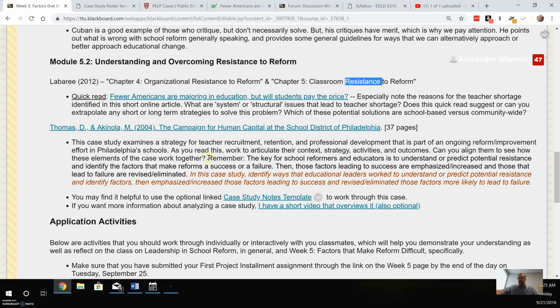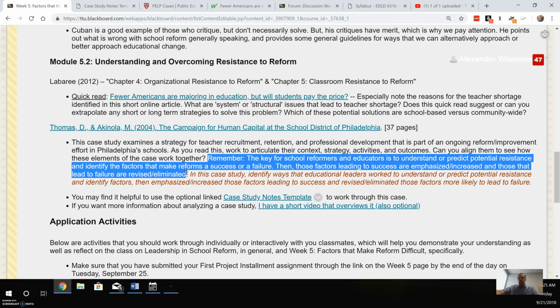I want you to remember a key from the overview of this week: the key for school reformers and educators like us is to understand or predict potential resistance and identify the factors that make reforms a success or a failure. We're trying to look for the things that can either hurt us or help us. And then you choose the factors that lead to success and you emphasize them or increase them. And you identify the factors that tend to lead to failure and you revise them or eliminate them.